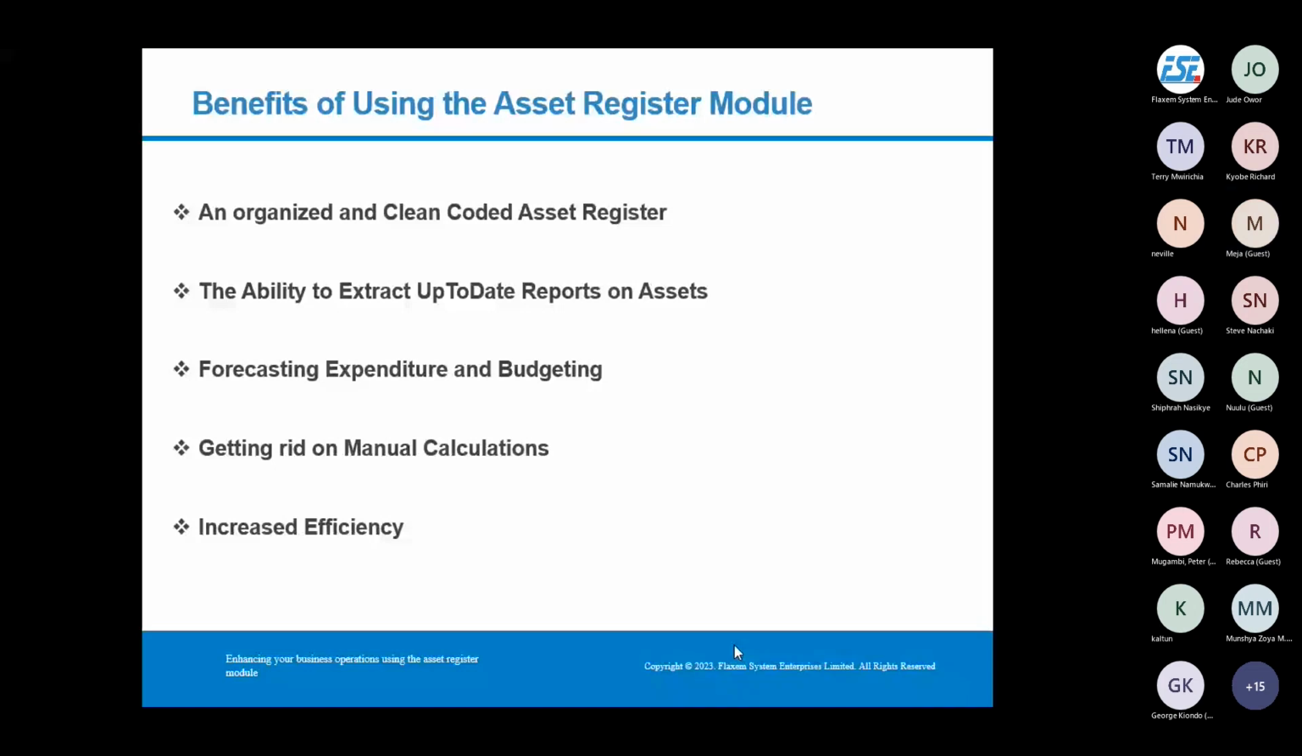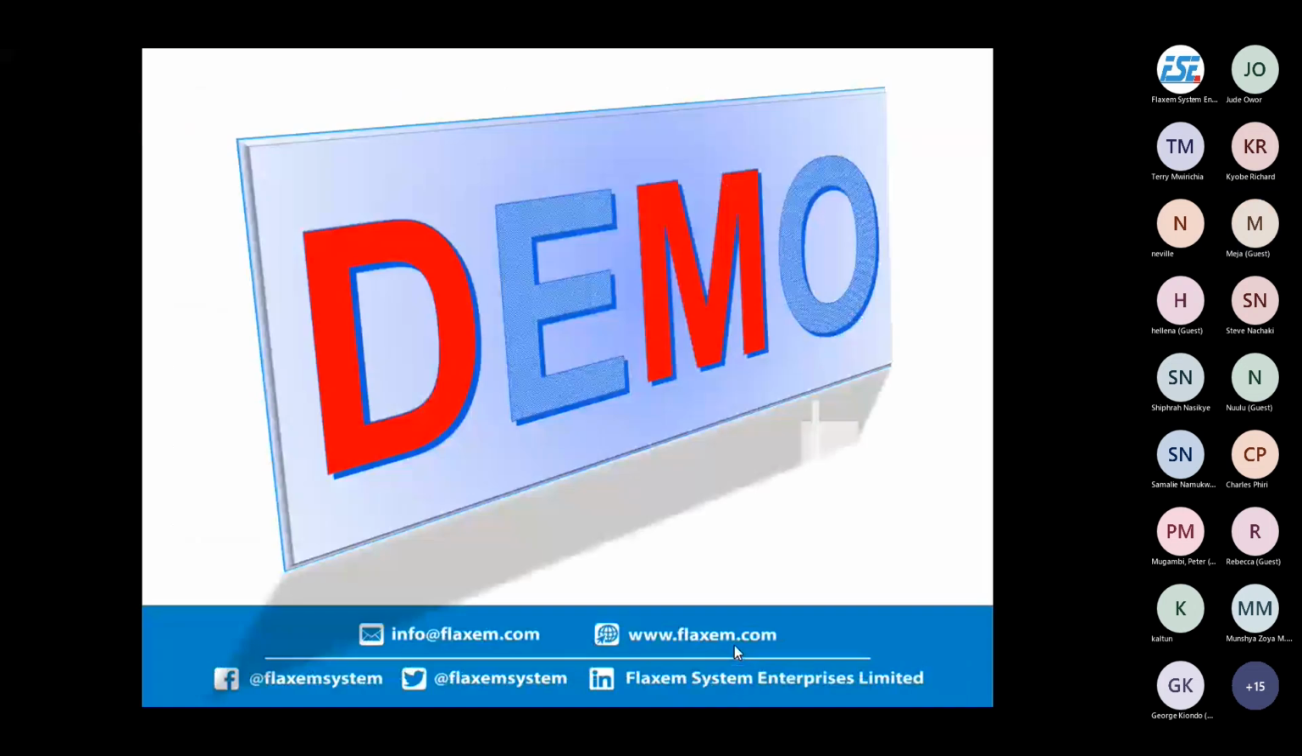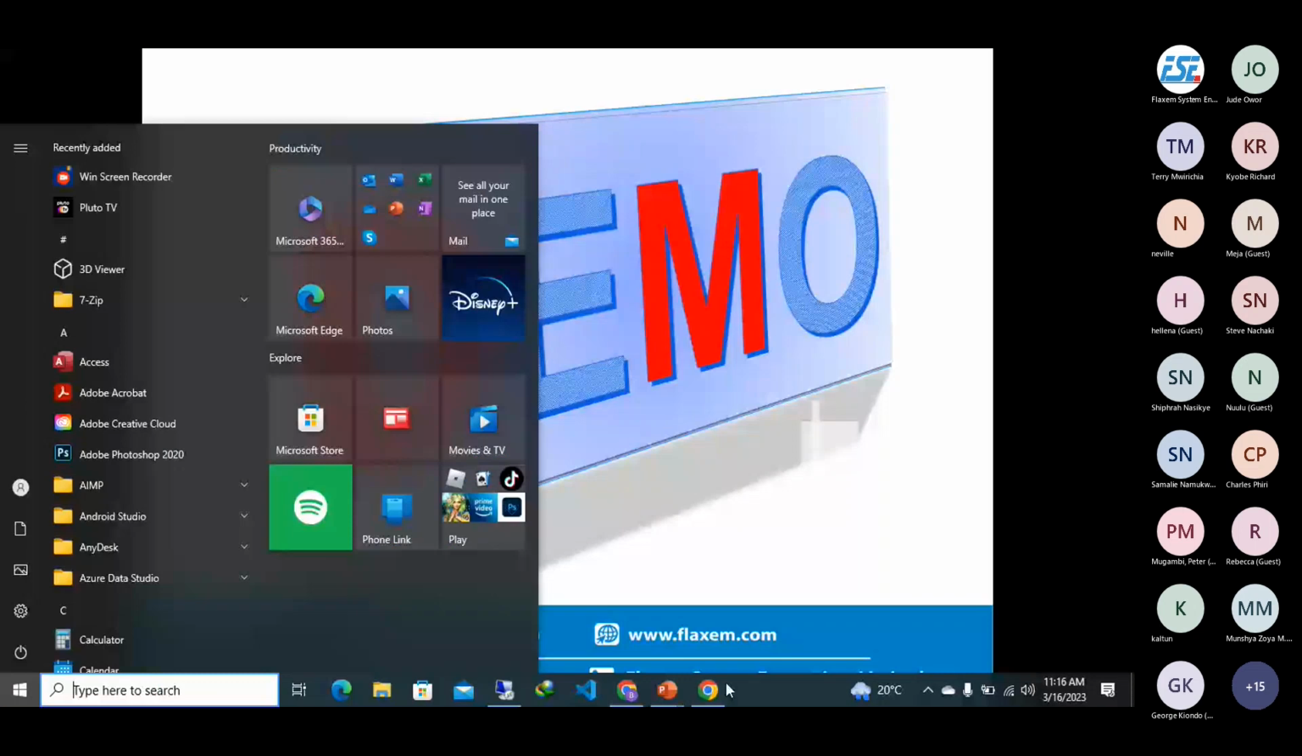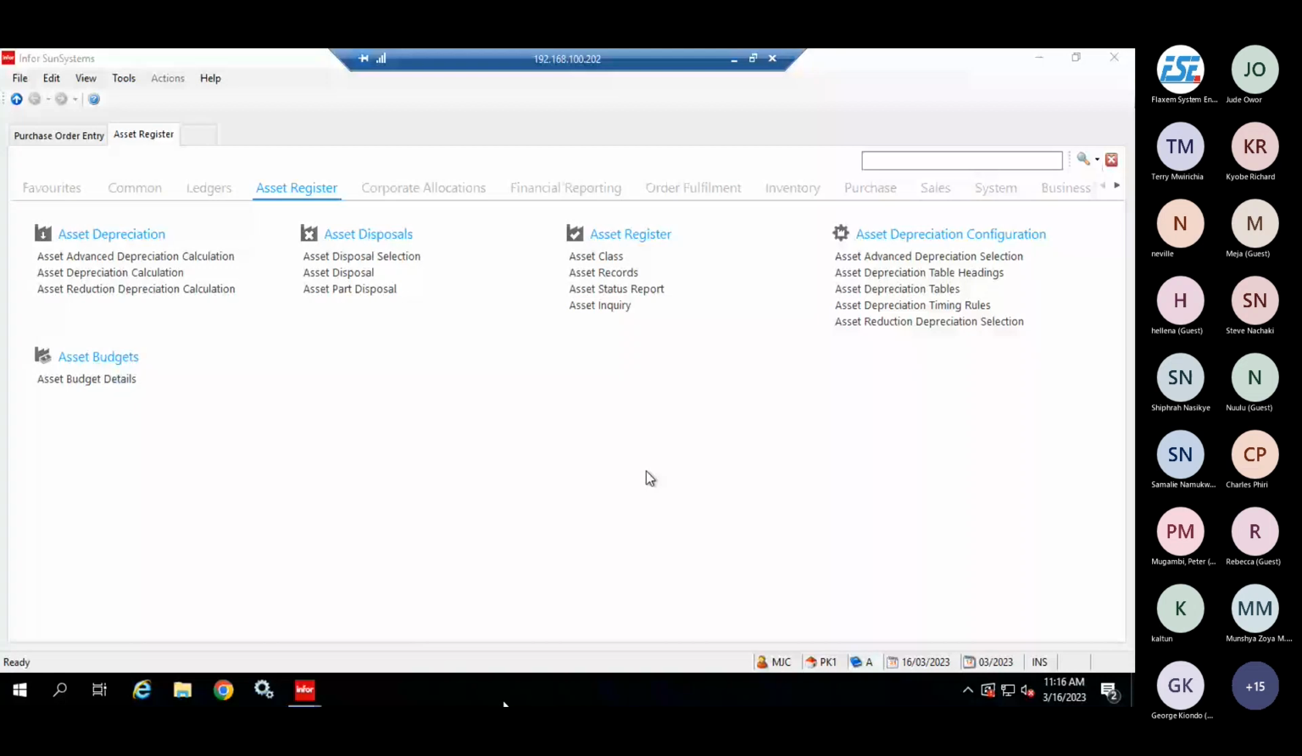So, on to a demo today. This is the screen of the asset module. Let me start from the left. There's asset depreciation. This is a category for the asset depreciation, so you'll have all the depreciation functions under there.